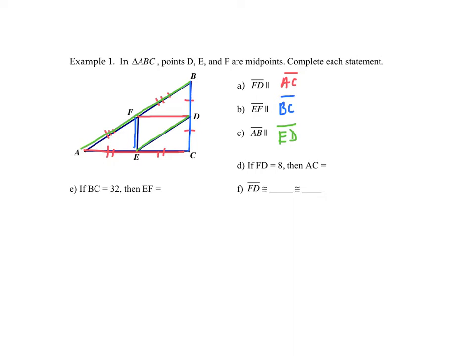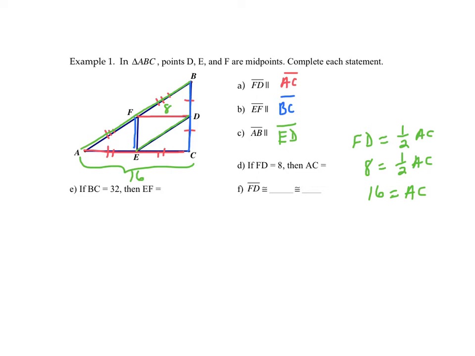All right, in the next question, now we're getting into numerical answers, so you have to solve for missing length. It says if line segment FD is equal to 8, that's this segment right here, then AC, this whole side, would be equal to 16. And that's because FD is the midsegment. FD is equal to 1/2 of AC. And since we know that FD is equal to 8, and that's half of AC, all we need to do is multiply by 2 to get AC is equal to 16.